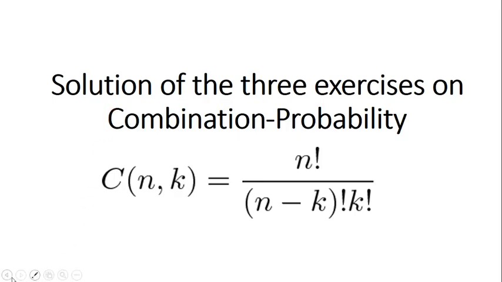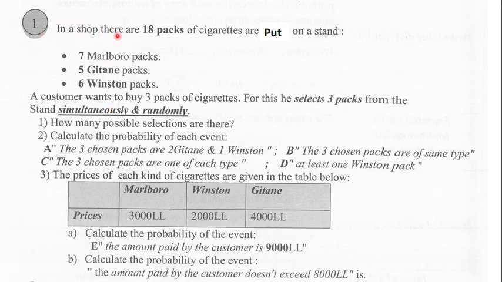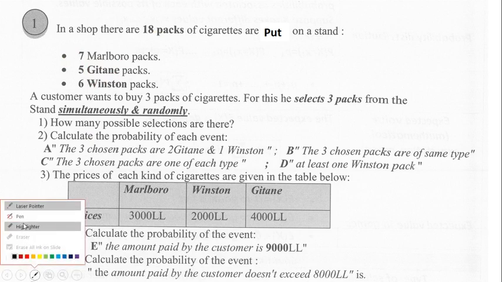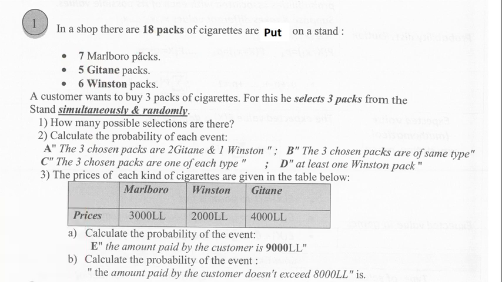Exercise number one. In a shop, there are 18 packs of cigarettes put on a stand, distributed as you see: 7, 5, 6, the total is 18. 7 Marlboro, 5 G10, and 6 Winston. So we have three kinds. And of these three kinds, a customer comes to the shop and selects three packs, and these packs have been chosen simultaneously. So the word simultaneously is a key for combination.